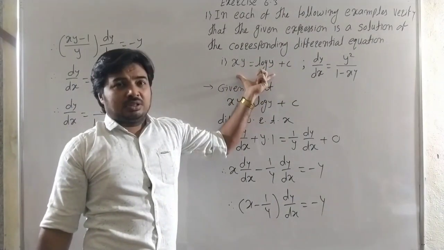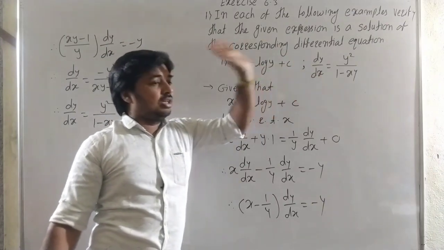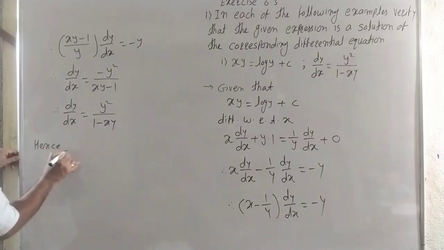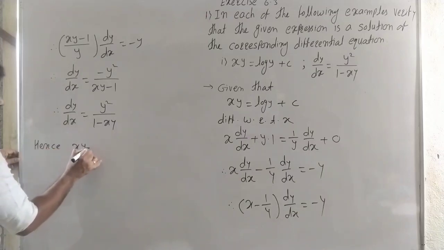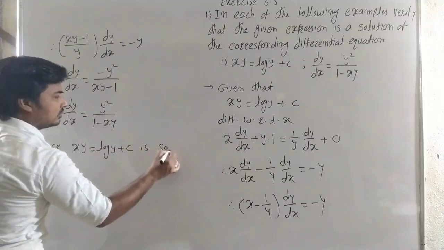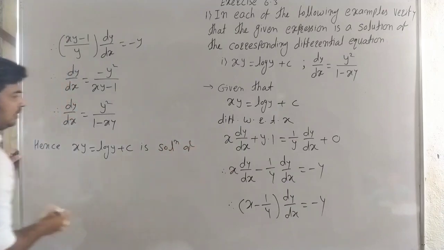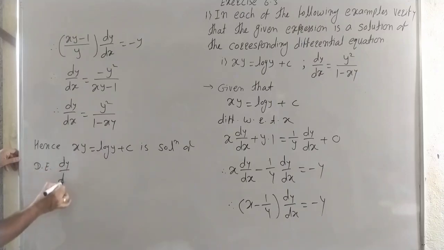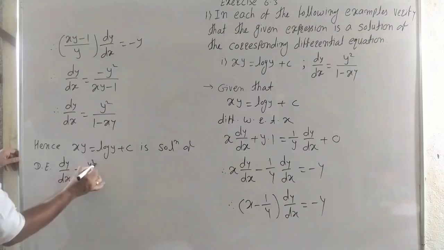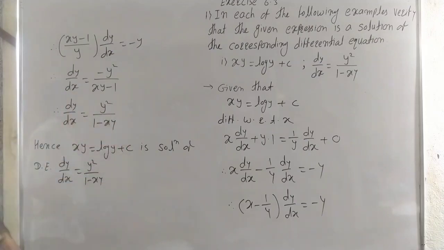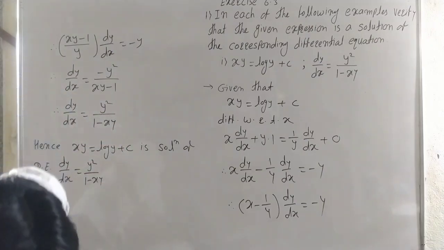We get this differential equation from the given expression. Therefore the expression is the solution of this differential equation, and hence xy equals log y plus c is a solution of the differential equation dy by dx is equal to y square upon 1 minus xy. It is a differential equation and the expression is the solution of this differential equation. Now we see the second example.